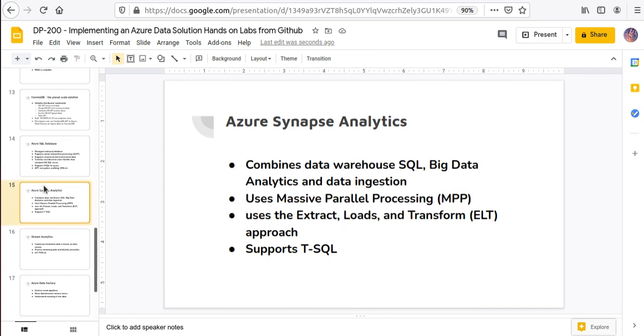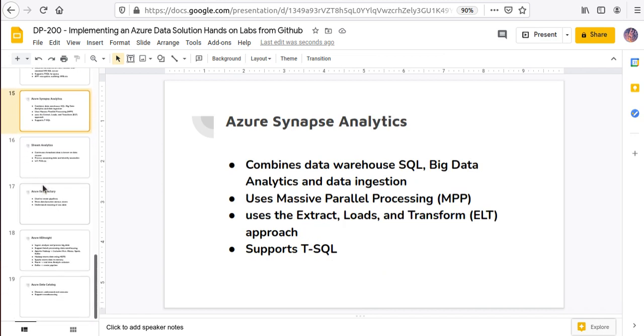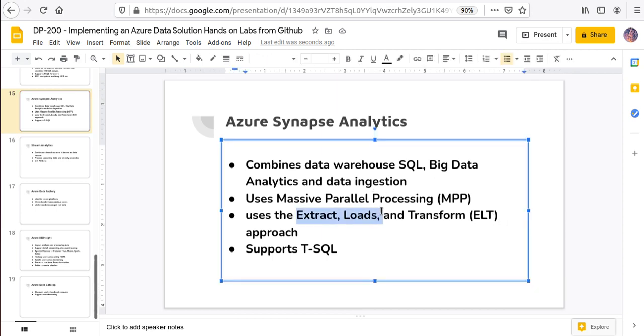And the next one that we are going to cover is Azure Synapse Analytics. This one, again, I have not used too much, but it combines the data warehouse, SQL, big data analytics, and data ingestion. So it kind of combines three different services. The thing that I always think about with this one is when I need massive parallel processing, MPP, and again, as I talked to you in the very beginning, it uses the extract, load, and transform, the ELT approach. So it loads the data quickly, and then the data is available for any transformation. Again, this service also supports T-SQL.